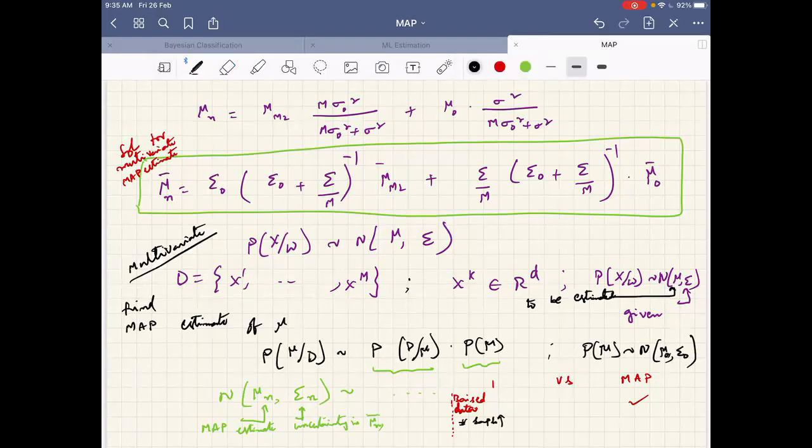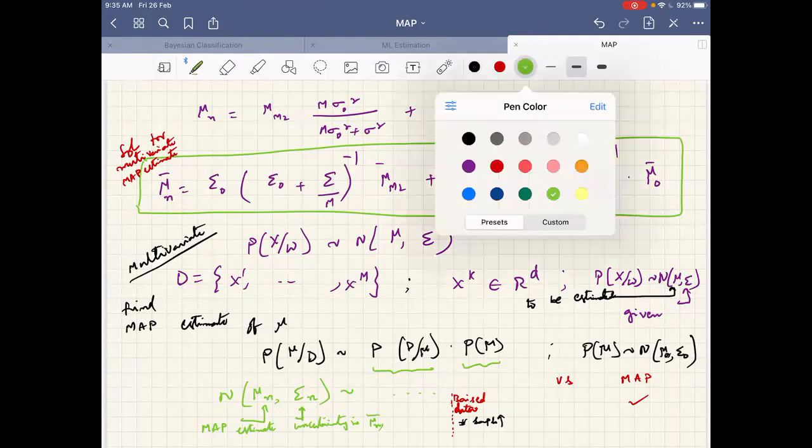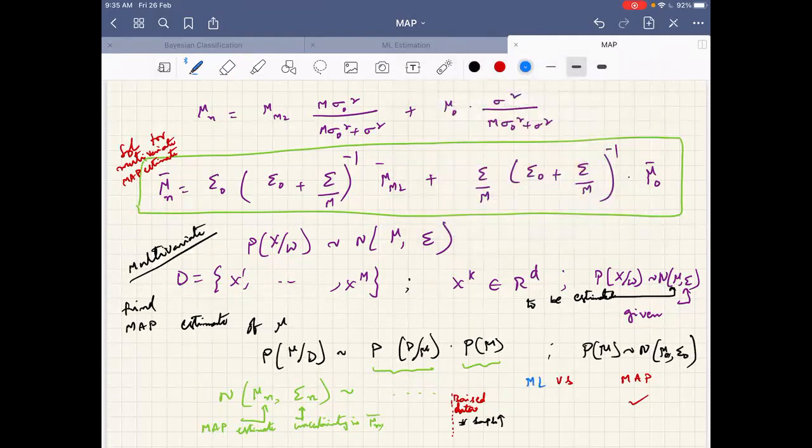ML or MAP? Number of samples, I know that they are very high, or assume that they are very low. That means not good enough, a small number of samples that I have collected. In that case, which one do we prefer? Low number of samples, we prefer what? MAP estimates. When we have a lower number of samples, again we prefer the MAP estimate. Why do we prefer the MAP estimate if we have a low number of samples?